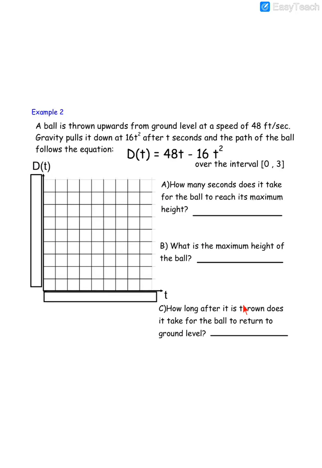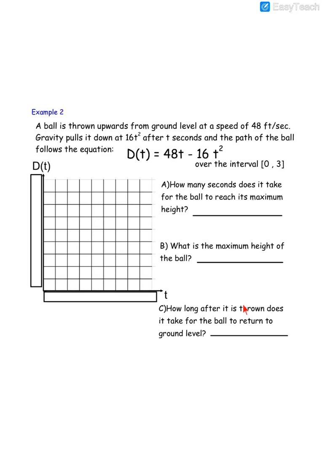Example 2. A ball is thrown upwards from the ground level at a speed of 48 feet per second. Gravity pulls it down at 16 t squared after t seconds, and the path of the ball follows the equation d of t equals 48t minus 16t squared over the interval from 0 to 3. Okay, so that's a little weird looking because we don't normally have things that are not in standard form, but I'm going to plug it in exactly the way that I see it.